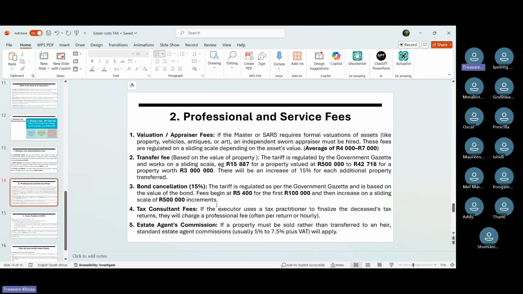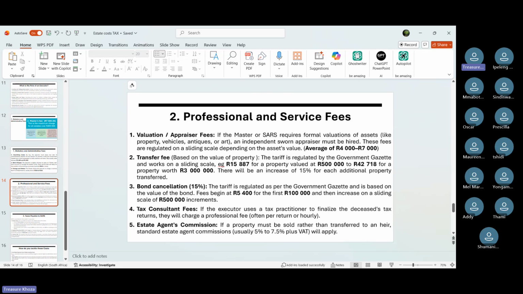So if that property is going to be sold, then there will also be a need to pay estate agents' commission. But if you are going to keep it, then there is no need to pay for this. So the tax and the estate agent depend on the state of things in your will. If the plan is not to sell the property, then you won't be charged estate agent commission.